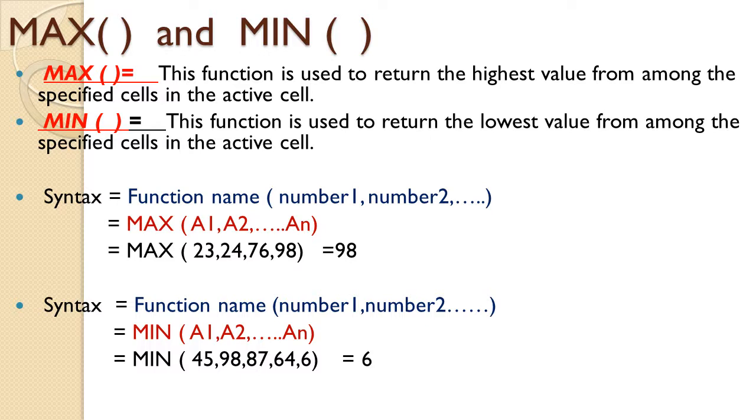One example is equal minimum, open the parenthesis, 45, 98, 87, 64, 6. Here the minimum value among these five values is 6. So minimum function will display 6 as a minimum value.